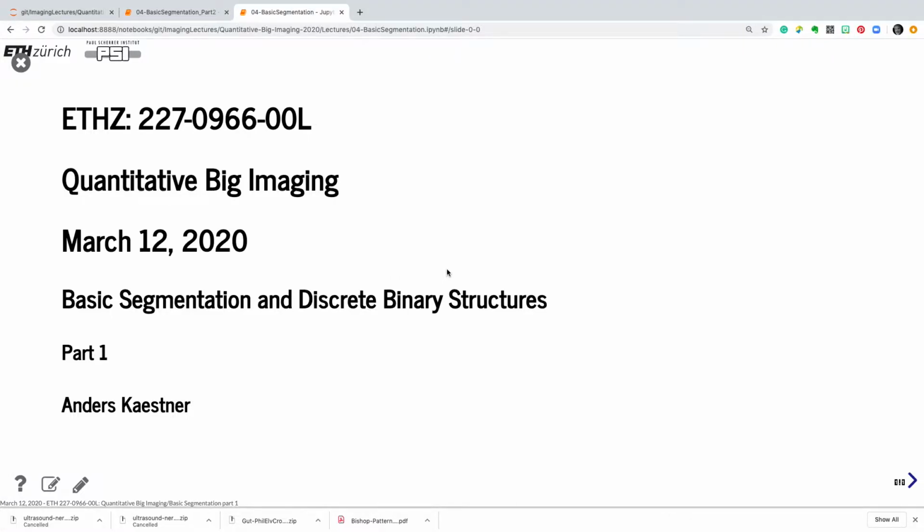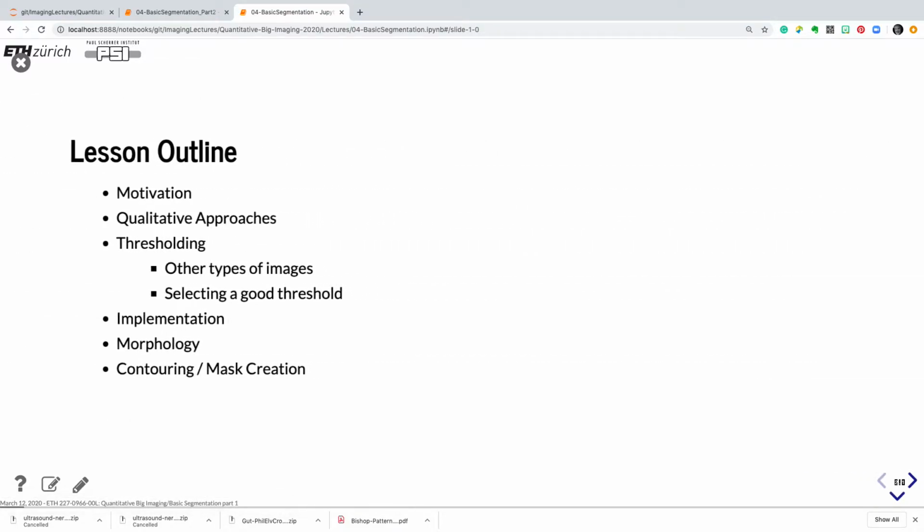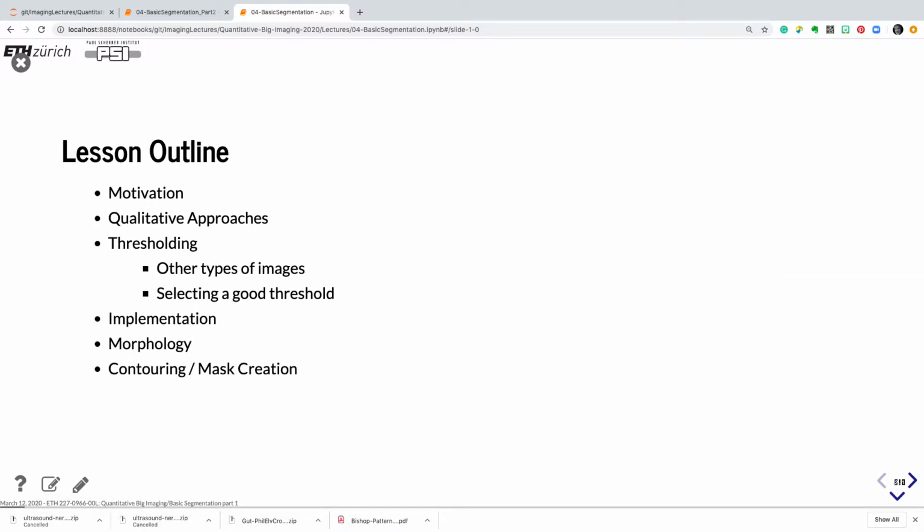So, today's lecture is about basic segmentation and working with discrete binary structures. We'll start a little bit with the image acquisition details, how we work with it, and in principle, what people are doing in the beginning is always some qualitative approach. I'm going to talk about that.